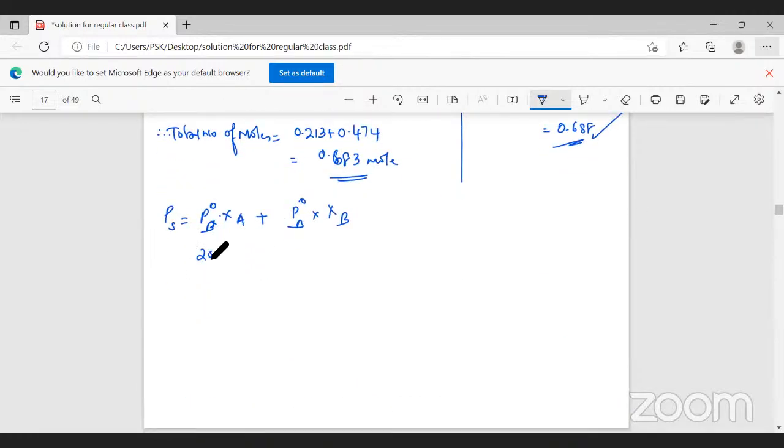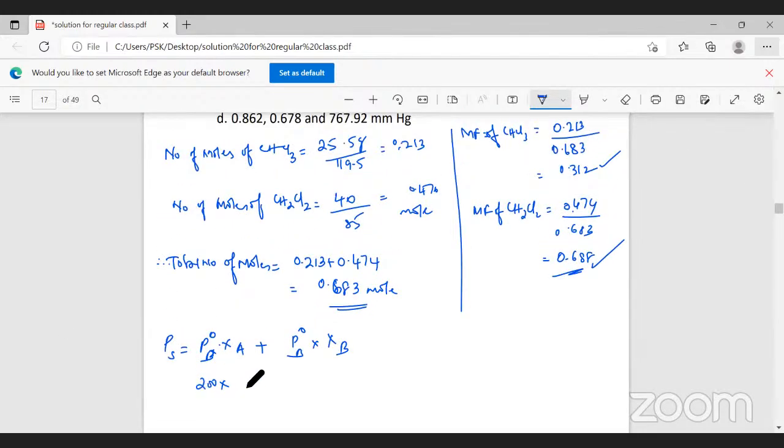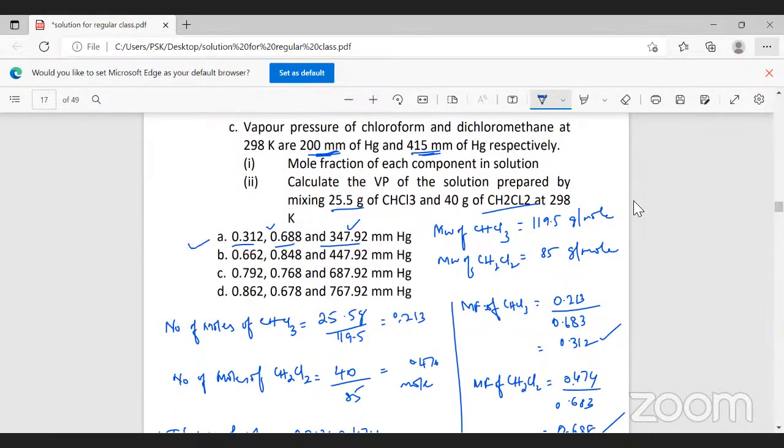So it will be 200 into XA, the mole fraction of chloroform, which is 0.312, plus the vapor pressure of B into the mole fraction of dichloromethane, 0.688. On simplification, you will get 347.92 millimeters of mercury. You can work this out and check. Okay, so it will be 342.927 millimeters of mercury. Therefore, the answer for this question is option A.